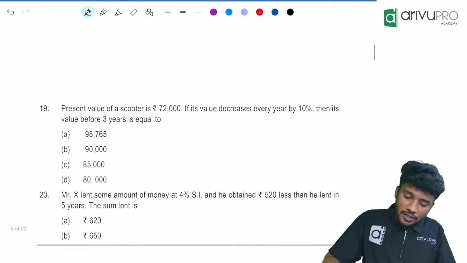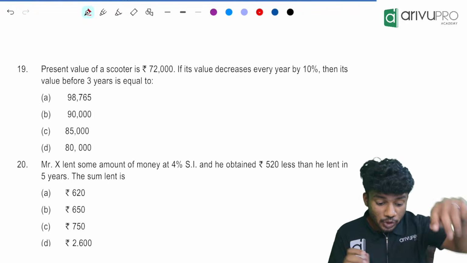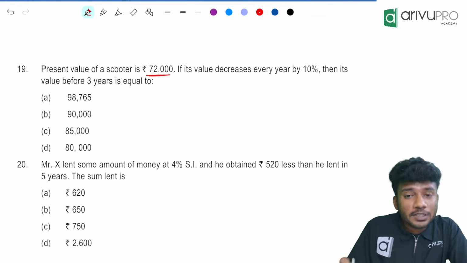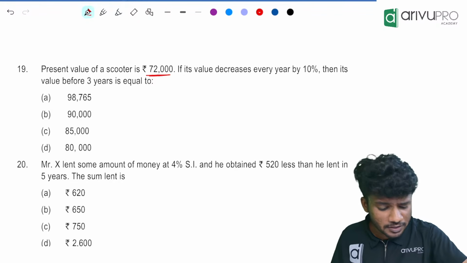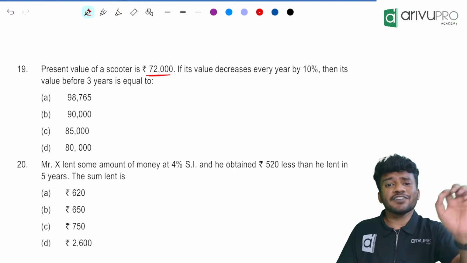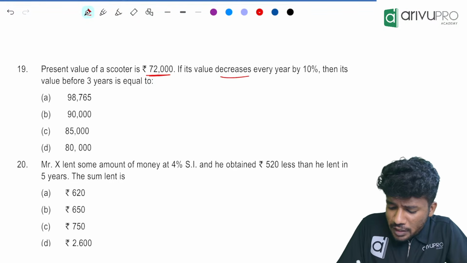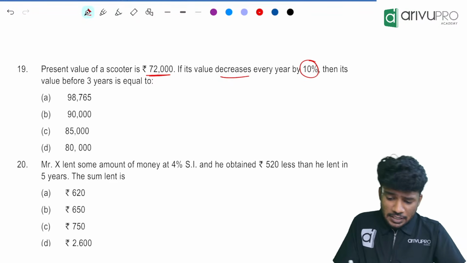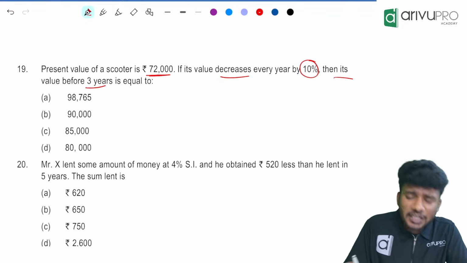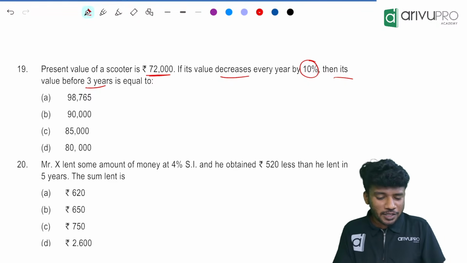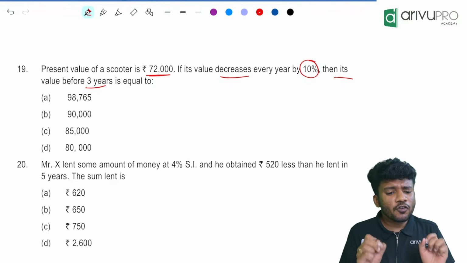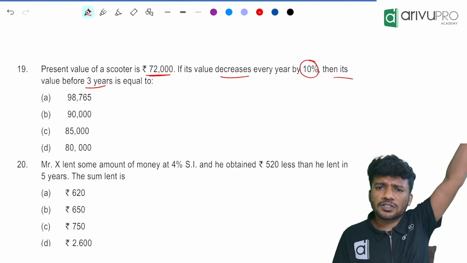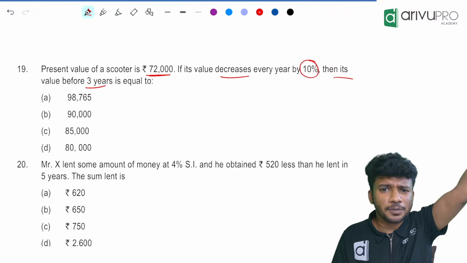Next one, present value. It's a very good question. Present value of a scooter is 72,000. Its value decreases every year by 10%. Then its value before 3 years is equal to how much is the question, people? Now they are asking for the cost price. Before 3 years, how much was the price?